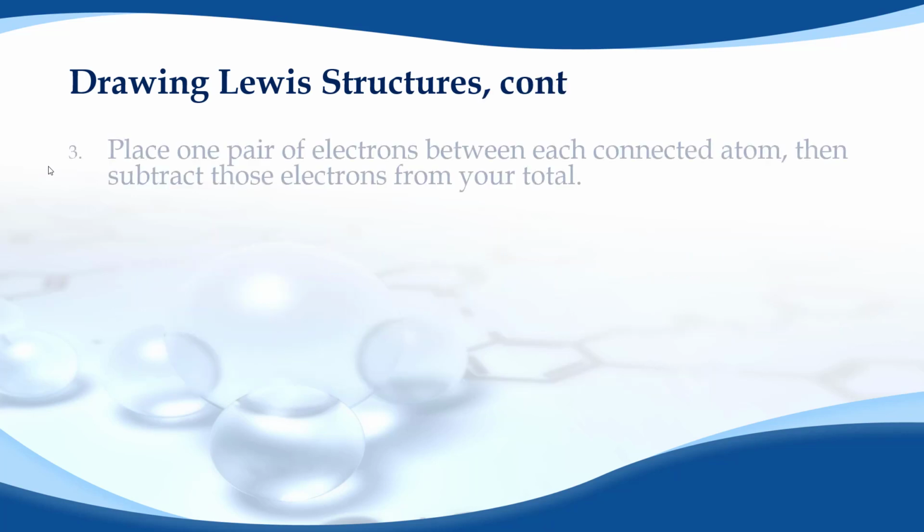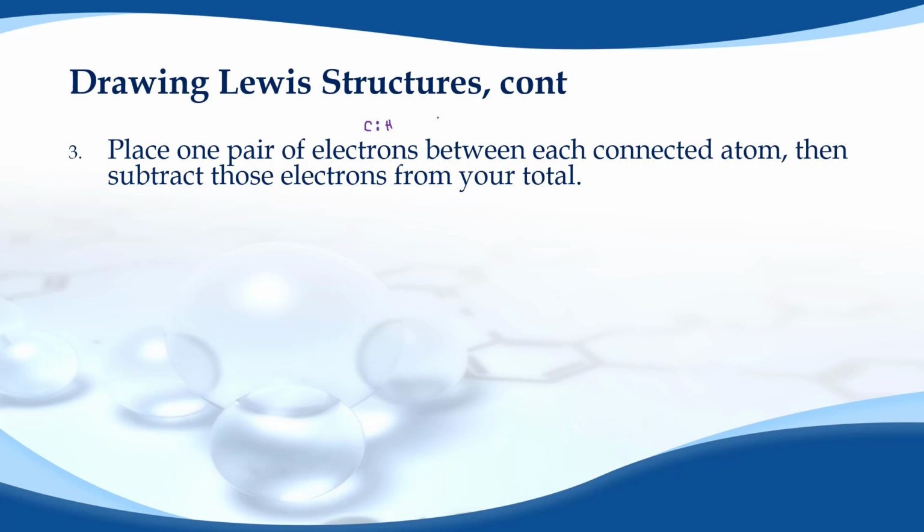Now we're going to start putting in electrons. What we're going to do is put one pair of electrons between each of the atoms that we have connections for in our skeletal structure. This represents a single covalent bond. So we put those pairs in, and then we subtract the number of electrons we used from the total we have to draw.